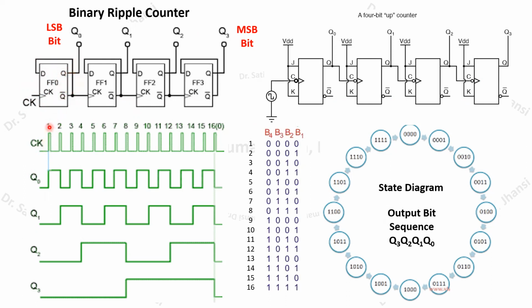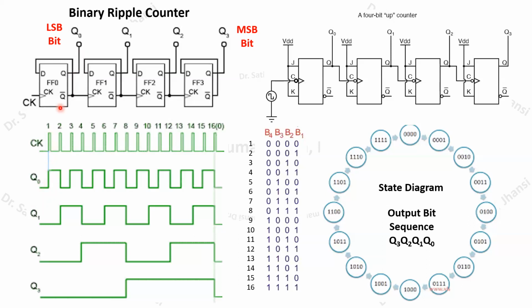Initially assume it is 0 0 0 0, so Q0, Q1, Q2 and Q3 are all 0. Whenever the first clock pulse arrives, the output will go to 1, because when Q is 0, Q bar will be 1, and this 1 is connected to the D input. When the next clock pulse arrives, this 1 will pass through the D flip-flop and the output Q will become high. You can see the output becoming high at this positive clock edge.